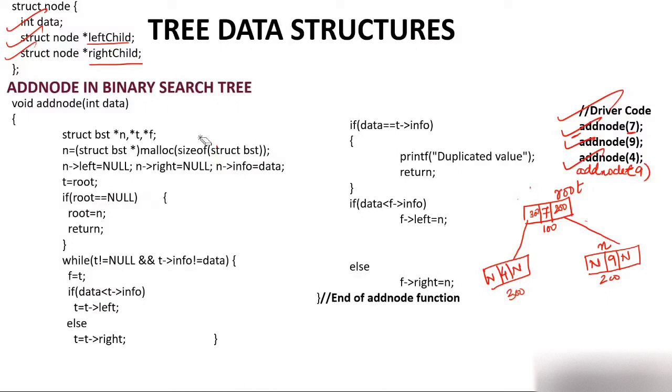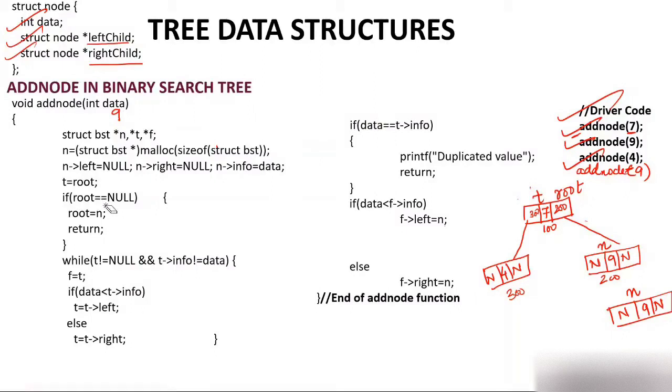Okay, let's start. Add node 9. Okay, fine. The moment I call, 9 comes here, again 3 pointers are created. Fine, I have created 3 pointers. Again one node is created. I'm creating a node. This node is n. Left contains null, right contains null, and info contains 9. Fine. Okay, T, what am I doing? T is equal to root. So root is 100. T is also pointing to 100.